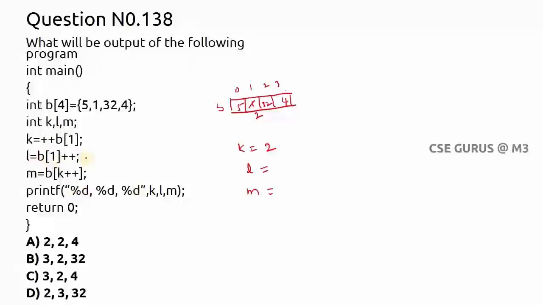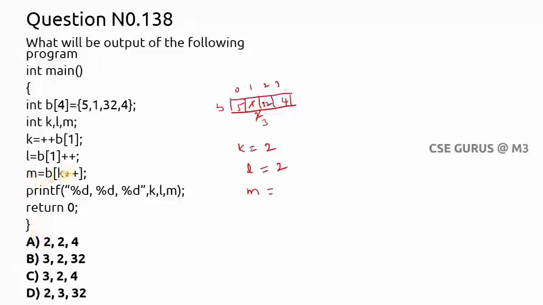Next, l equals b[1]++. So first you need to assign. Why? Because it's a post-increment. That's why first it will be assigned to l. So the b[1] value, which is 2, will be assigned, then the value will be incremented afterwards.